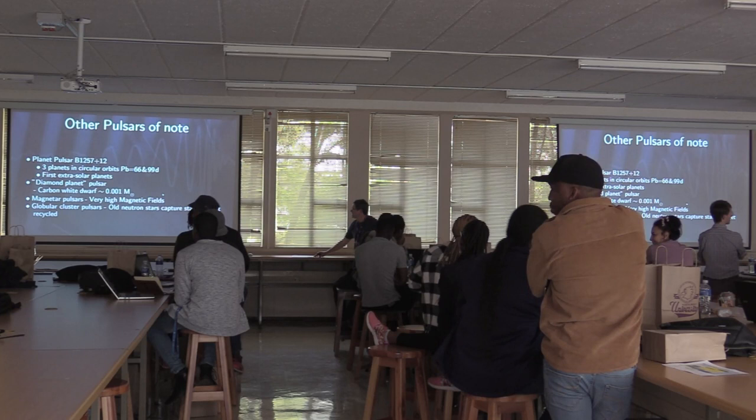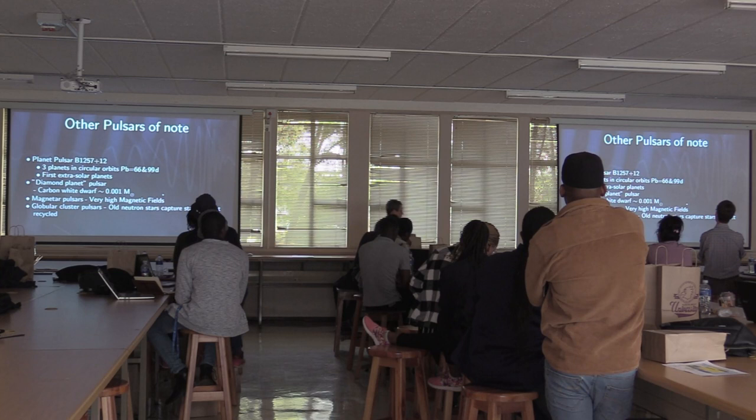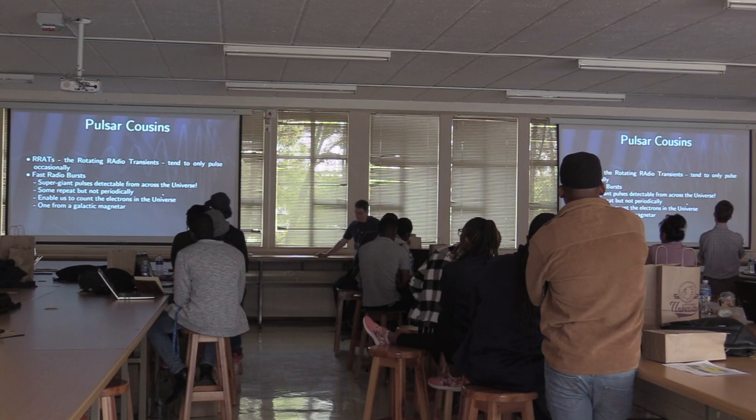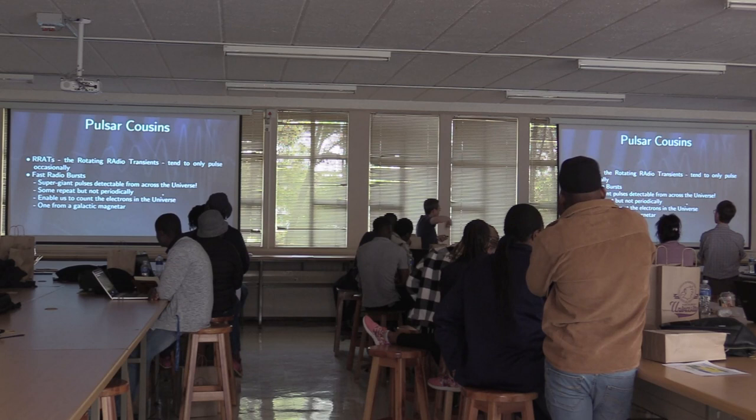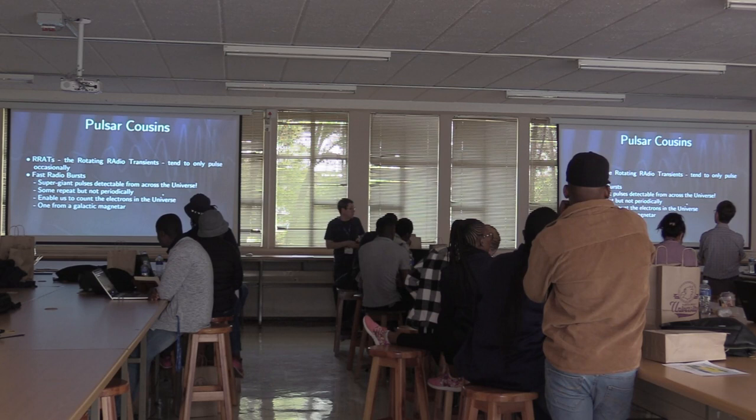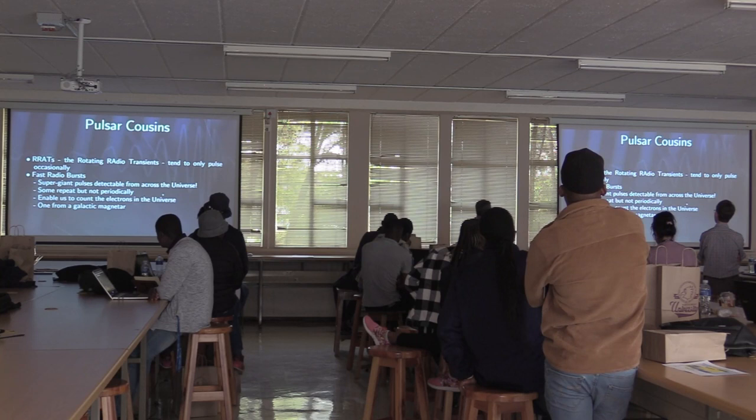There's other pulsars that have planets around them. There's something called magnetars, which are very tiny magnetic field pulsars. There's ones in globular clusters. There's the cousins of pulsars, I think it's called RRATs, rotating radio transients. These are like a broken down pulsar that only emits once every few rotations. And then finally, there's fast radio bursts, which come from millions of times further away than our pulsars and can be used to count the number of electrons in the universe.